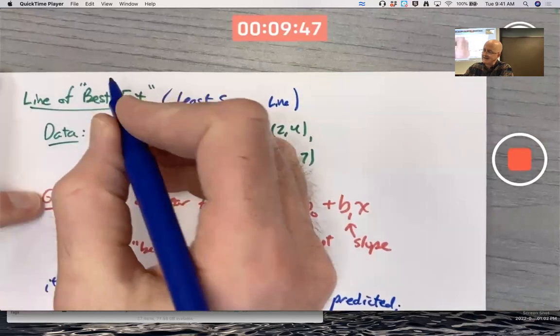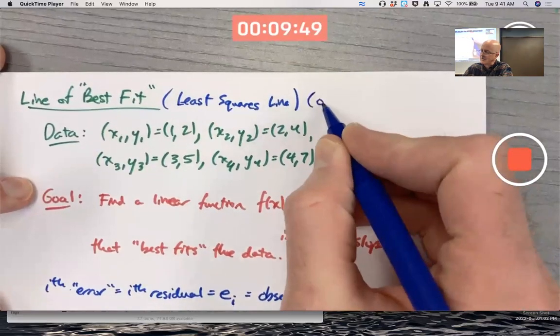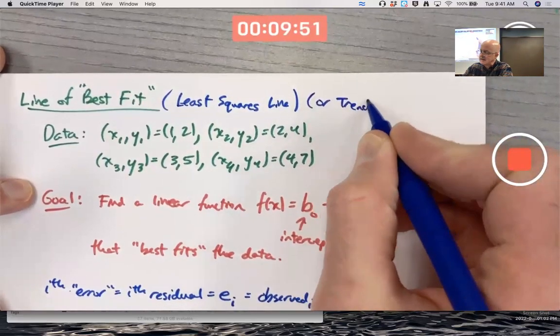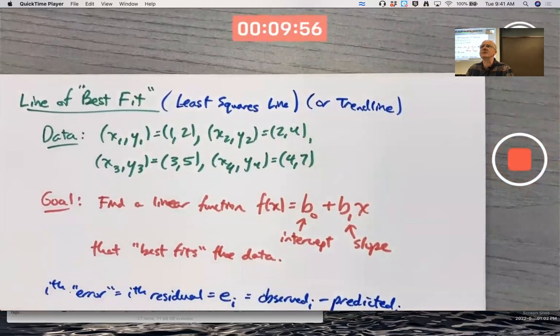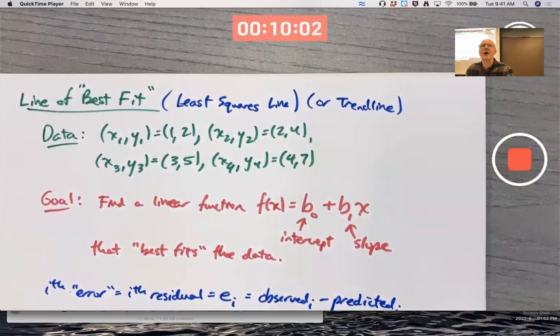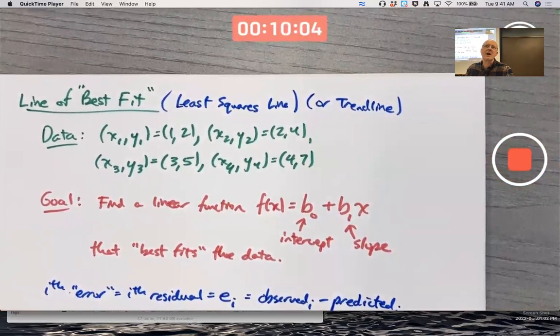Let me add that. Trend line. In fact, if you're talking to people who use linear regression a fair amount for making predictions about the future, oftentimes, they will perhaps most often call it a trend line. We're after the trend line.